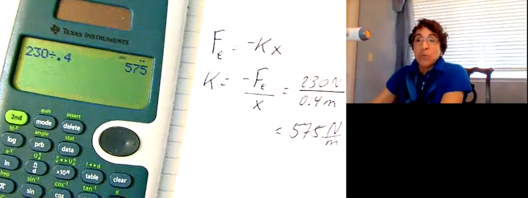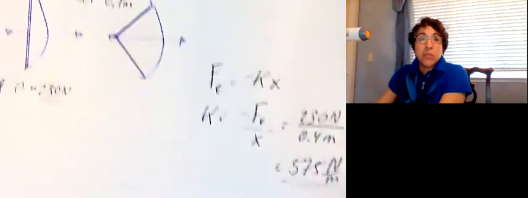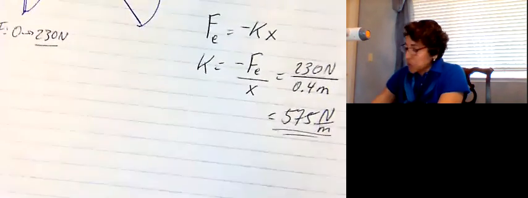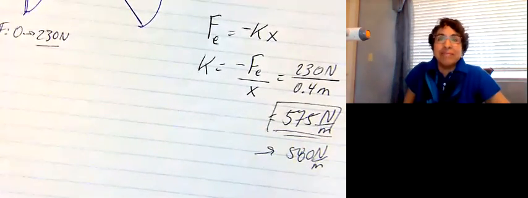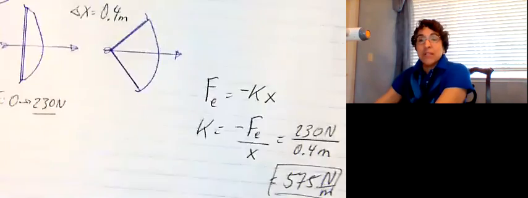575 newtons per meter. Okay, and then if we look and go, oh, wait a minute, I only have two significant figures. So this would have to be rounded off to 580 newtons per meter. Fine. I'm okay with either one. All right, so that's all I have for this one here.